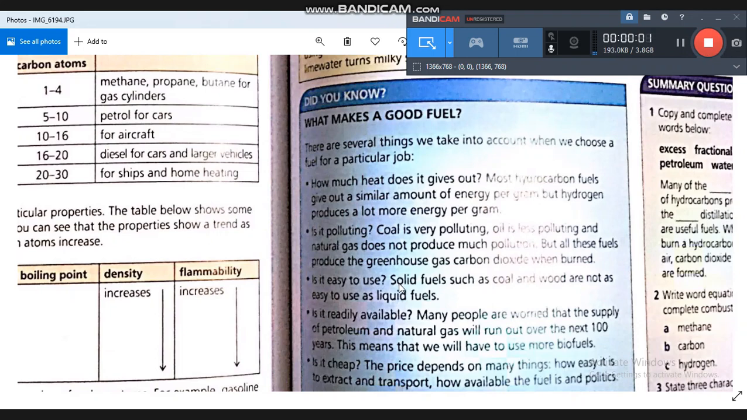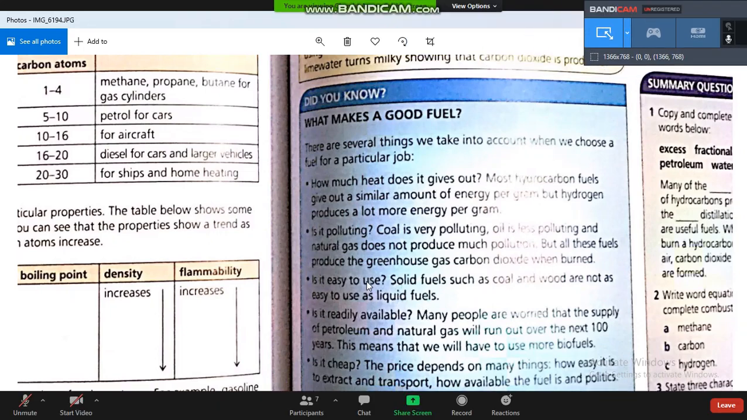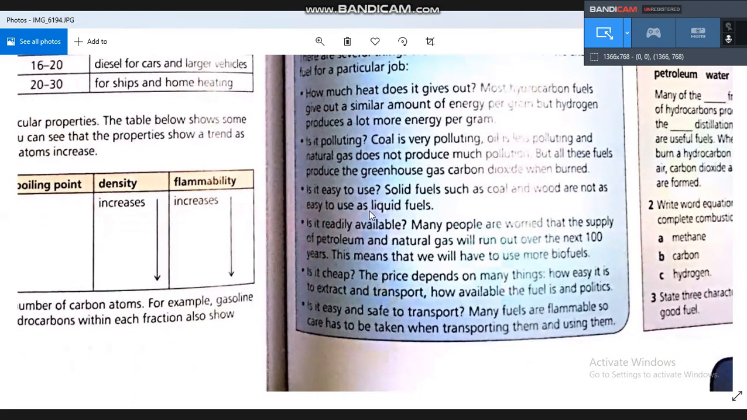Easy to use, because they need a large amount of heat or energy to be burned. When we want to burn coal, for example, we need a large amount of energy, while we need a smaller amount of energy to burn liquid and a smaller amount to burn gas. Okay? So we have another characteristic, which is easy to use, easy to burn. Gases are easier to burn than liquids, and liquids are easier to burn than solids.